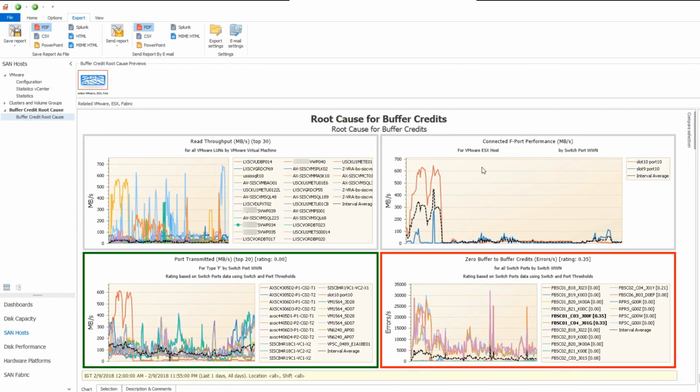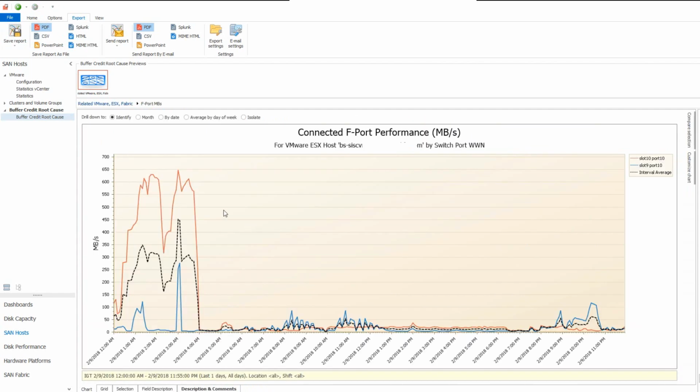And then looking at that VMware host closer, or the VMware guest, it runs on an ESX host that is starting with BS. And you can see these are the initiator ports associated with that physical host. They're not actually the host ports. They're actually the F ports on the switches related to that. But I can see a significant imbalance in the port traffic.